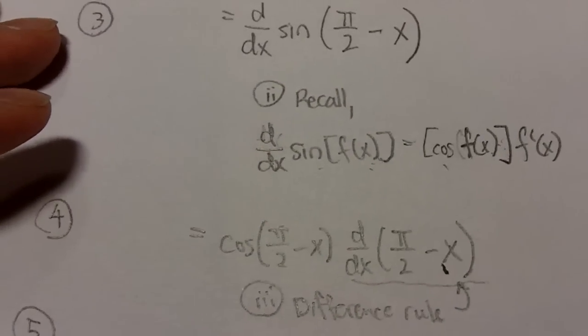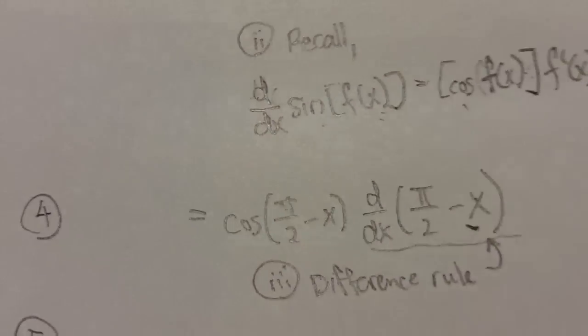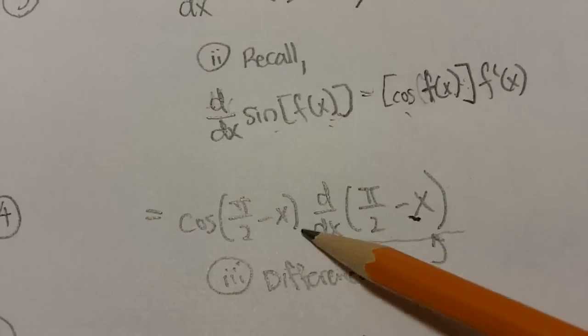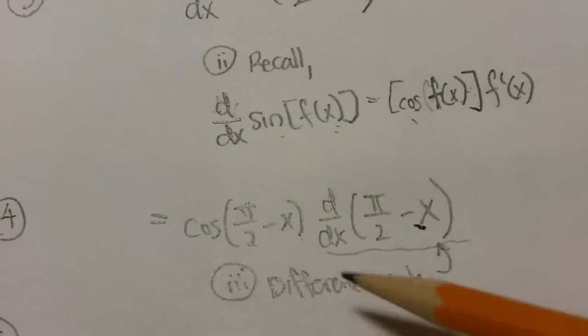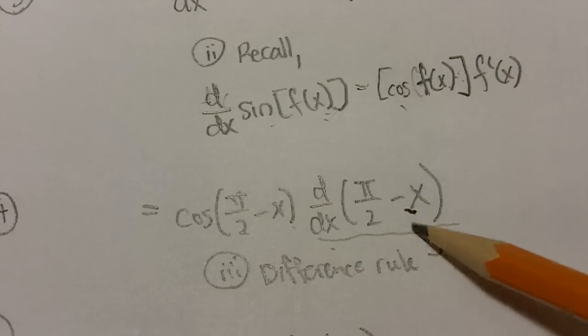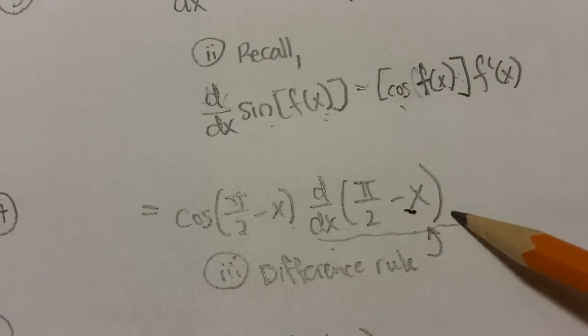Having said that, this is what the result will be. Cosine of (pi divided by 2 minus x). So following this, then we need to take the derivative of this function, pi divided by 2 minus x.